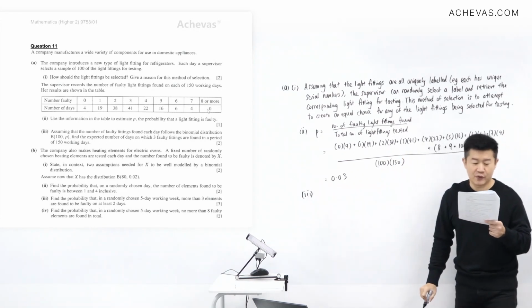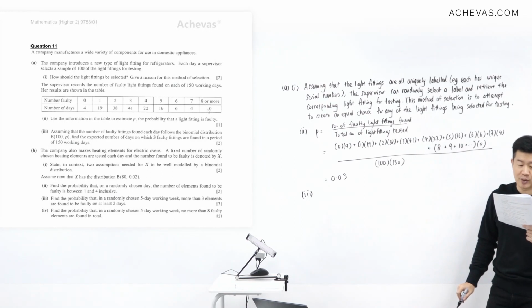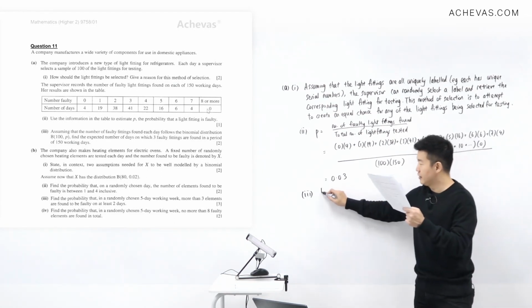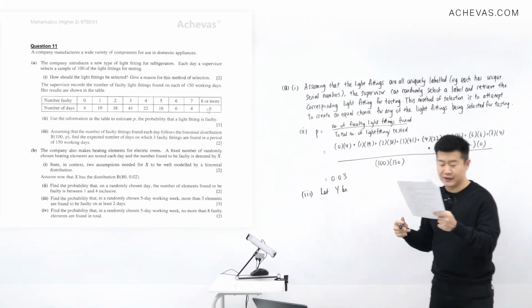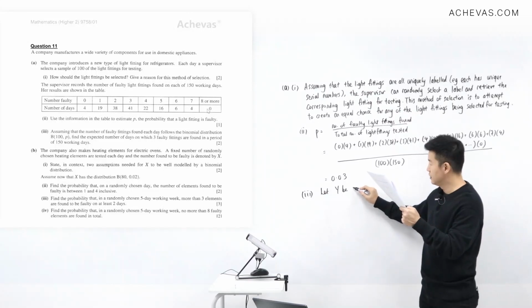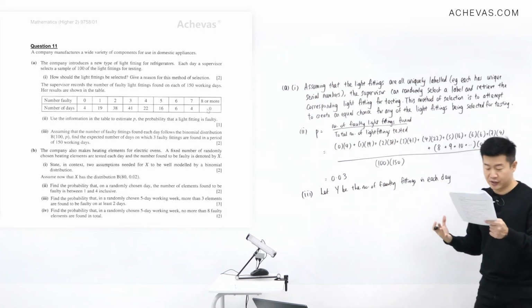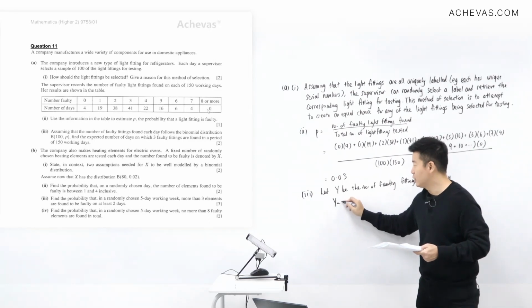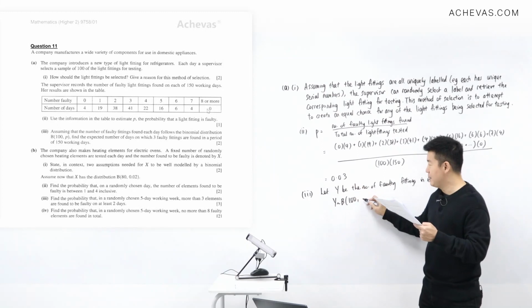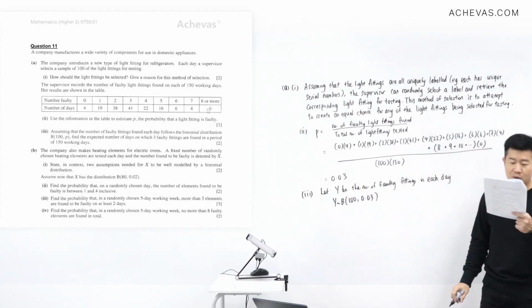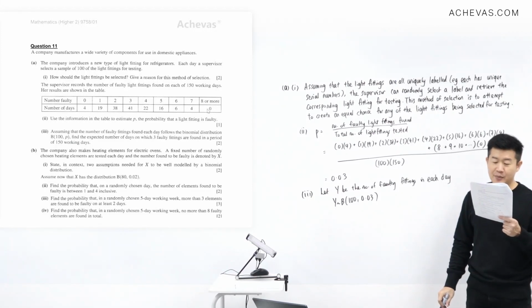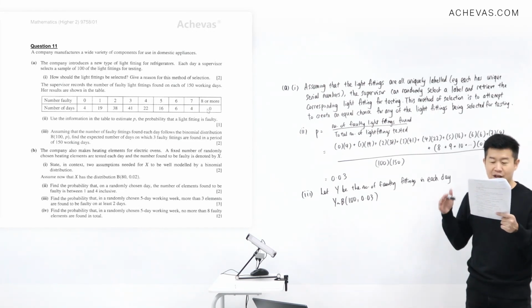Next, part 3. In part 3, we assume that the number of faulty fittings found in each day follows a binomial probability distribution. I'm going to let Y be the number of faulty fittings found in a day. Let's remember, in each day there are going to be 100 light fittings. So Y here will follow a binomial distribution with n equal to 100 and p equal to the probability that we found in the previous part. We are trying to look at the expected number of days in which 3 faulty fittings are found in a period of 150 working days. So we are looking at 3 in a day.